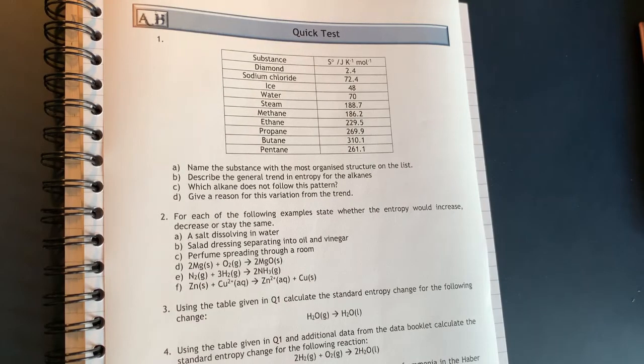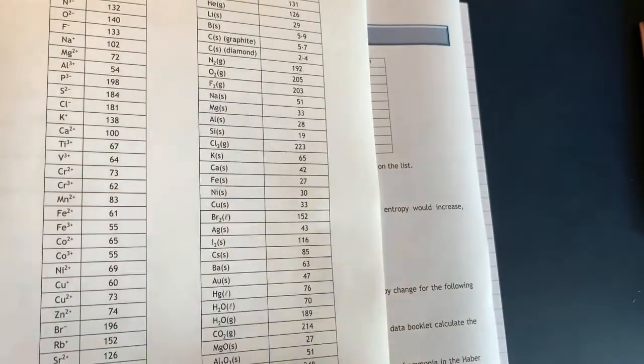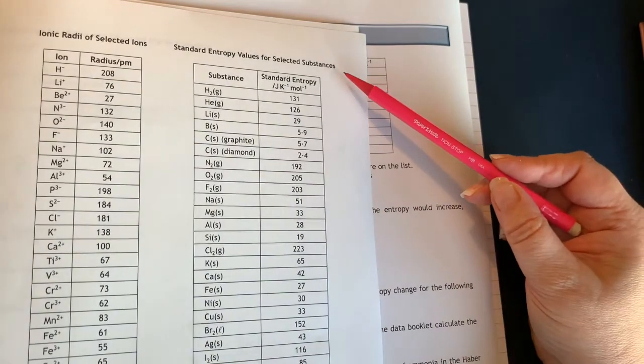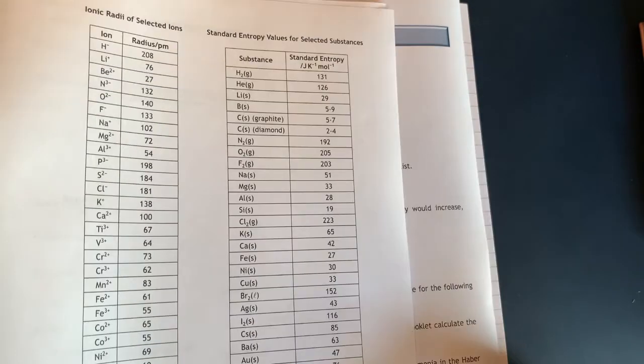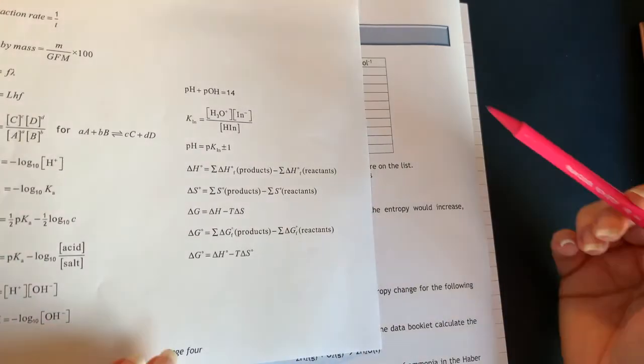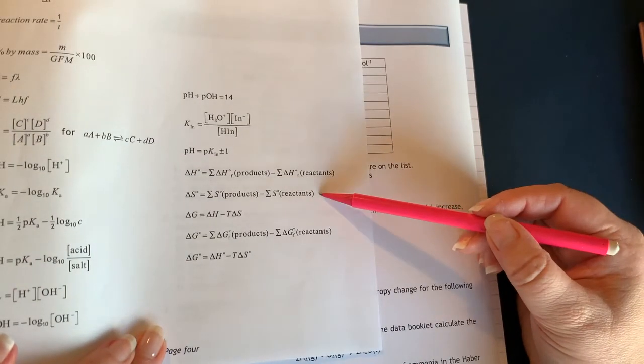In case people run into a few problems on this quick test, I thought I would do 2 of the questions for you, and that would give you a hint as to what was going on through the rest of it. To be able to do these 2 questions, I need 2 pages from the data booklet. The first one is page 17, where we've got standard entropy values for selected substances. And the other page I need is page 4 of your data booklet, because I'm going to be concentrating down here on this one.